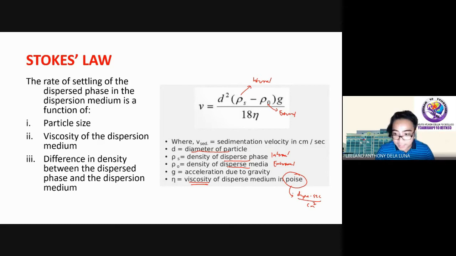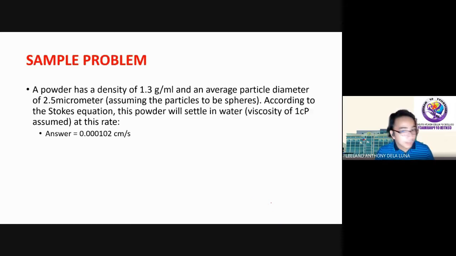Okay? At alam naman natin, class, yung dyne, in terms of CGS, that would be gram centimeter per second squared. Okay. That's for dyne. So, yun yung CGS system ng kanyang units. Right? Okay. So, let's have for your class a sample problem.